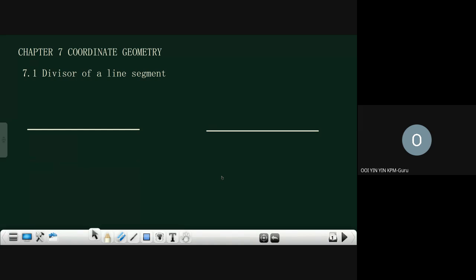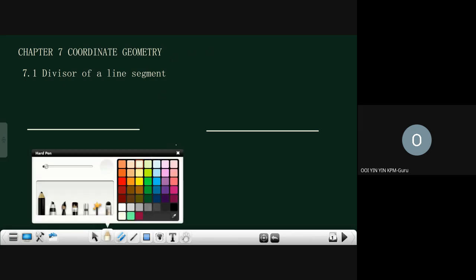Okay, 7.1, divisor of a line segment. Okay, what is the meaning of divisor? Divisor means divide, it comes from the word divide. Okay, bahagi, divide. Okay, 除就是说分的意思啦。 Okay, of a line segment.